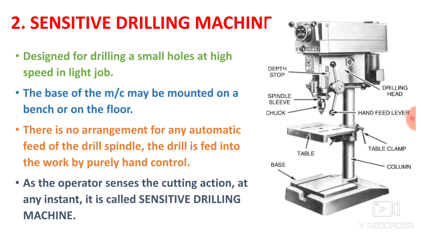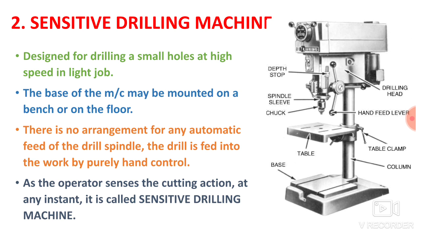So here you have to feed the drill bit inside the workpiece by hand control. So there will be a handle, with that you can move the spindle up and down. The actual movement of the spindle is controlled by hand movement only. So as the operator senses the cutting action at any instant, it is called a sensitive drilling machine.